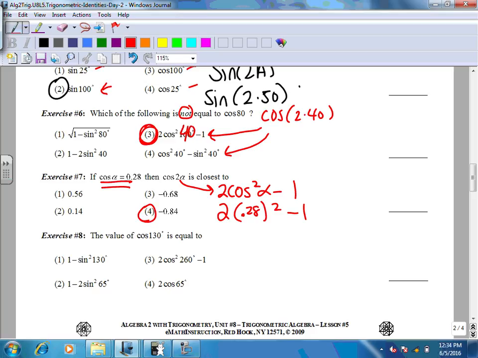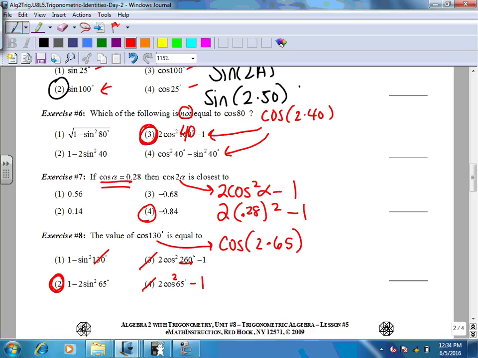And the last one, find the value of cosine 130. Again, 130 could be double 65. And if we're doing cosine 2A, that could be 2 cosine squared A minus 1. Well, 2 cosine squared of 260, I don't know where that came from. 2 cosine 65, well, we would need cosine squared 65 minus 1 to make that work. 1 minus 2 sine squared A, that one seems good. This one, the 130, shouldn't be there.